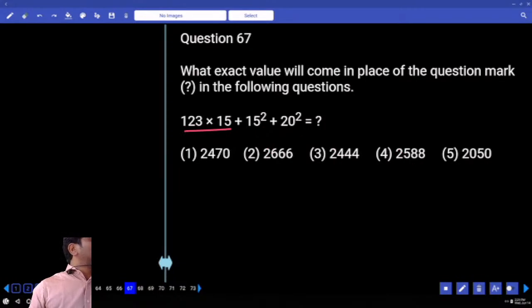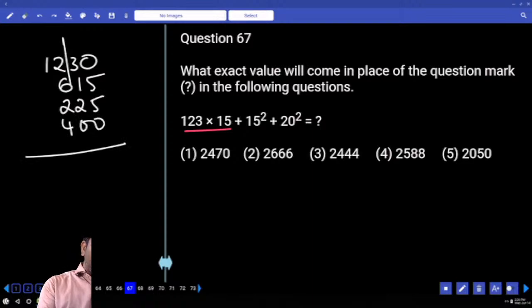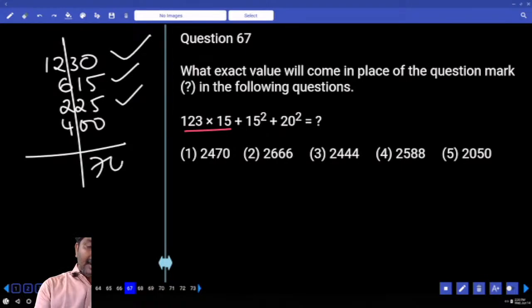123, 15 times. I'll go with 10 times plus 5 times. Half of it. Yes. 15 square, 225. 20 square. Last 2 digits I'll verify. 15 plus 25, 40, 30. Answer ends with 70. First option.